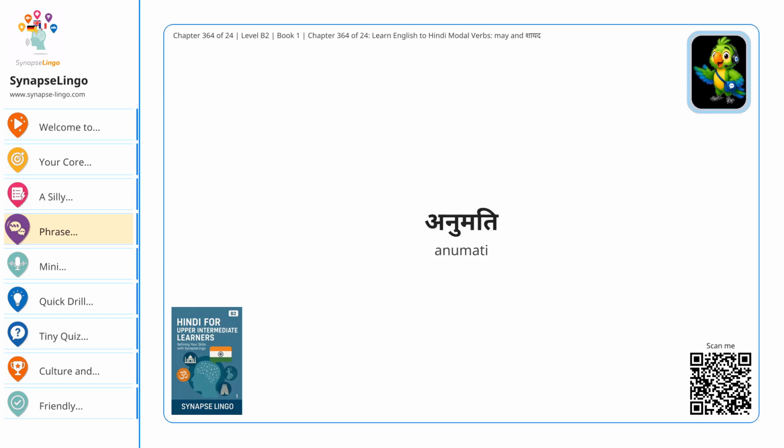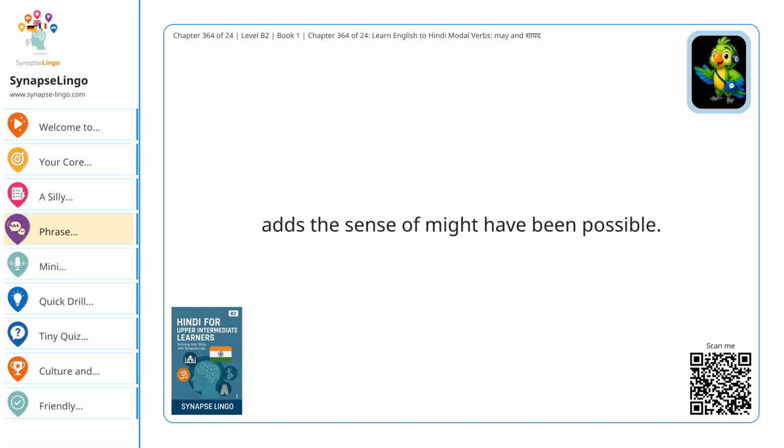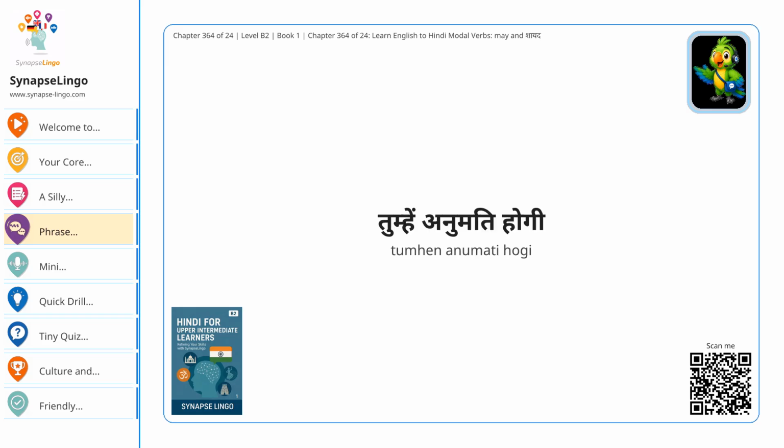Here. अनुमति. Means permission and हो सकती थी adds the sense of might have been possible. You would be allowed to. तुम्हें अनुमति होगी. तुम्हें. Means to you. अनुमति. Means permission and होगी means will be.